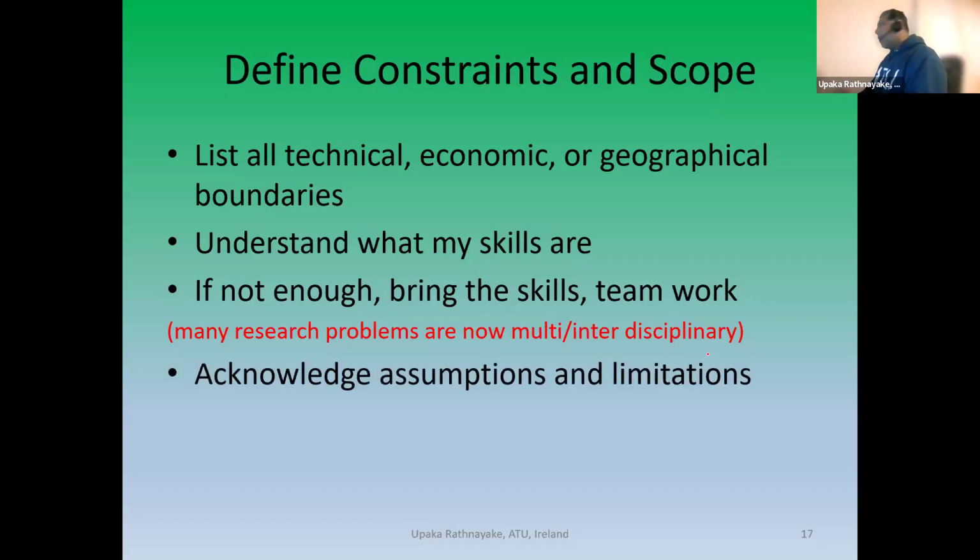Okay, so we have to acknowledge the assumptions and limitations. That's very important when we develop a problem into research. As I told you, we can't do everything. So if I go back to my own experience in Deduru Oya, had we received enough data, the measurements and so on, we would have done wonderful research work. But I understand that sometimes we can't get that information.